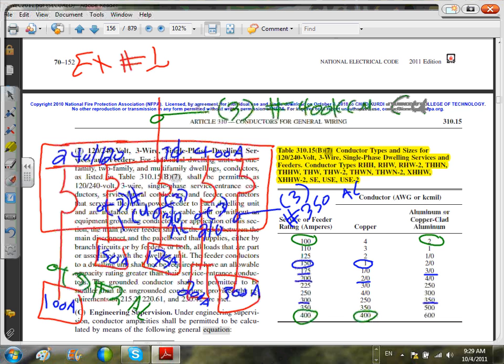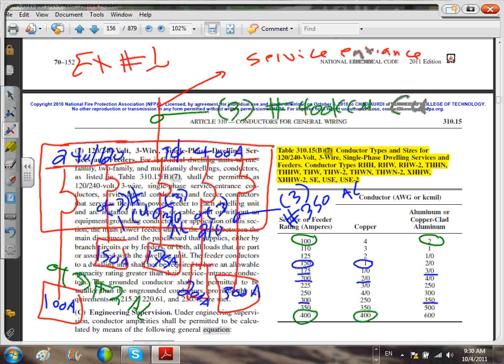Any questions, guys? How to use this table? Where to use this table? Single phase, 120/240, dwelling only, for feeders and branch circuits. Now do me a favor. Everybody knows this one here. What do we call this? This is service entrance conductors, right? Everybody knows that this cable is called service entrance conductors. If you don't know that, you probably should.